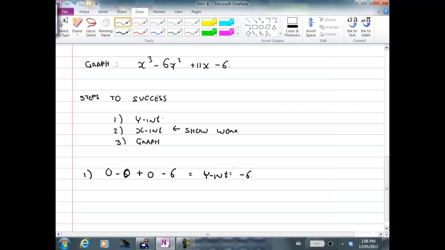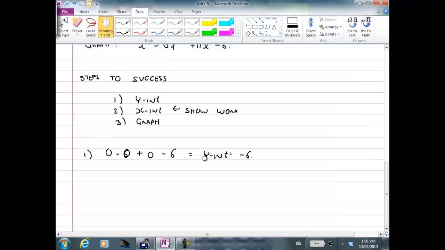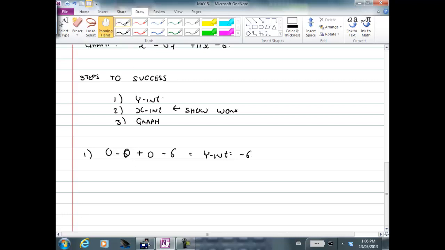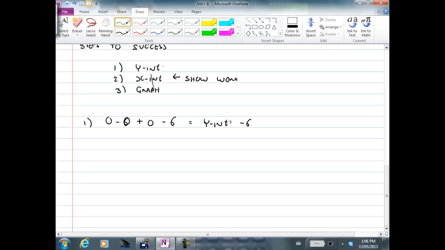Very, very simple. The tough stuff is really the x-intercept. How do you show the work? Well, here's how you show the work. Let's write down my equation. Let's start with this. If I give you a question, for example, we'll make it easy. On the side somewhere. Example. X squared minus 5x plus 4.